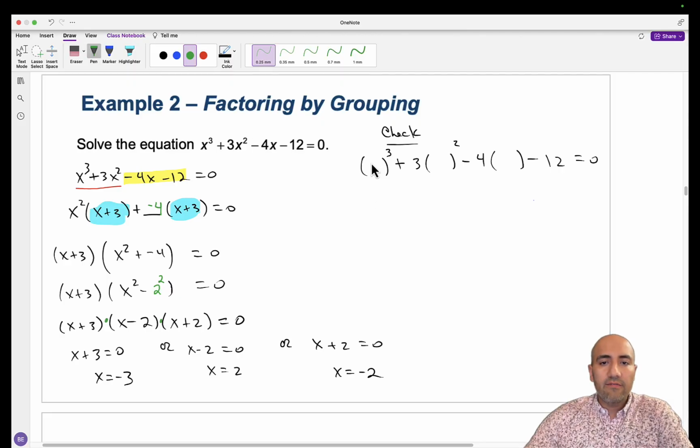Finally, let's check if negative 2 works. Negative 2 there, negative 2 there, negative 2 there. If we simplify it, we get negative 8. Negative 2 squared is positive 4. That makes it a plus 12. Negative times a negative makes it a plus 8. And then a minus 12. And yes, again, it works out. So all three solutions work out.